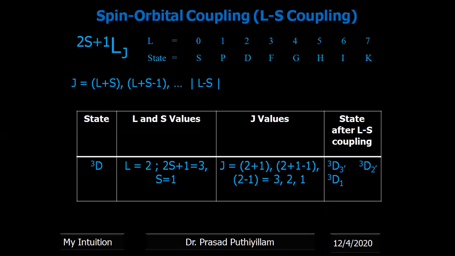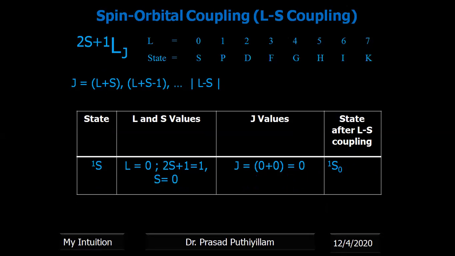For 3D state, L value is 2, S value is 1, J value is 3, 2 and 1. Therefore, the possible states after spin orbital coupling are 3D3, 3D2 and 3D1. For 1S state, L is 0, S is 0, J is 0. Therefore, the state after LS coupling we write as 1S0. For 1P, the state after LS coupling we write as 1P1. For 1D, the state after LS coupling we write as 1D2. The remaining values you can check by pausing the video or taking a snapshot.